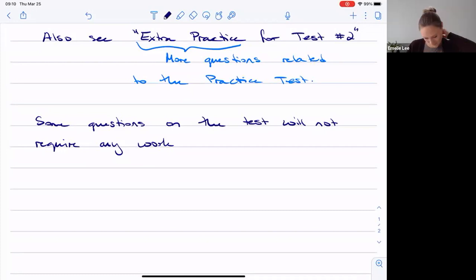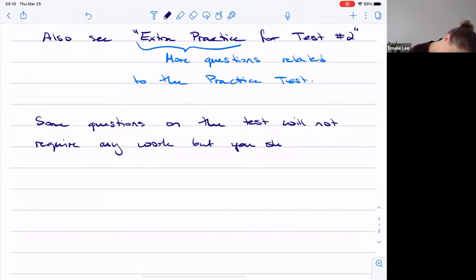So some questions on the test are not going to require any work, but you should still write down your answer. But you should still record your answer.